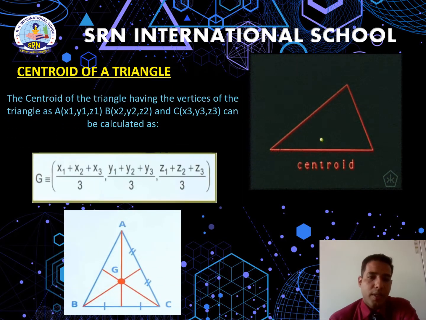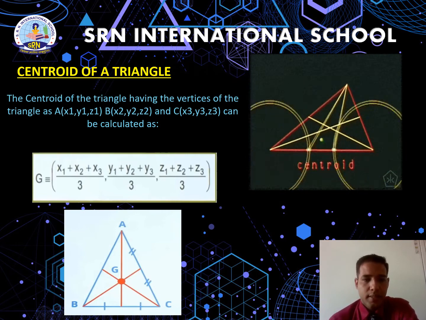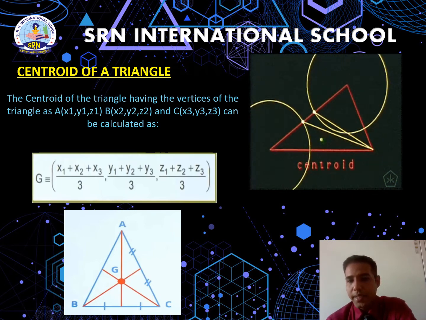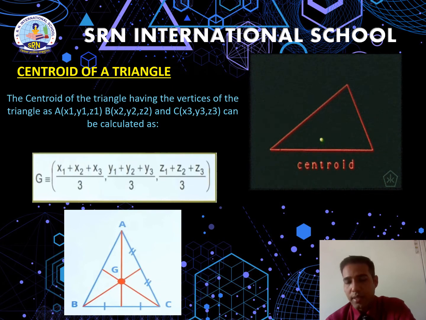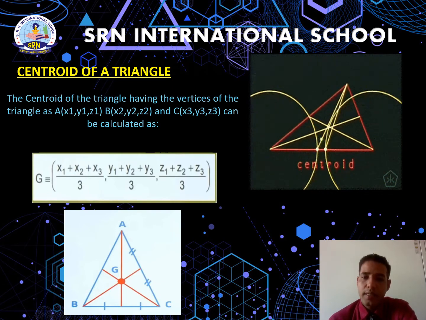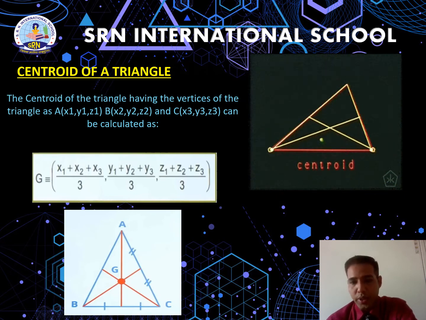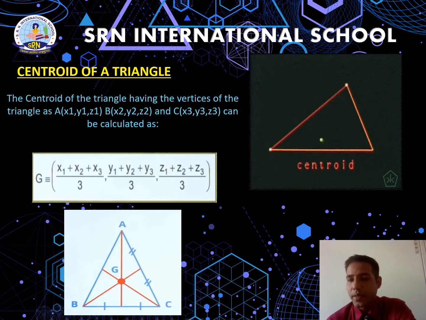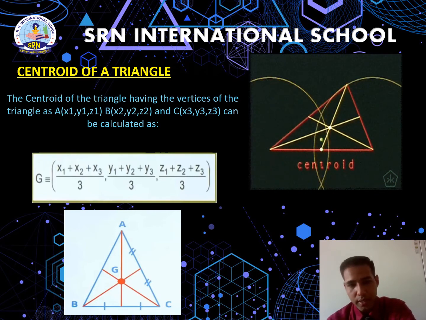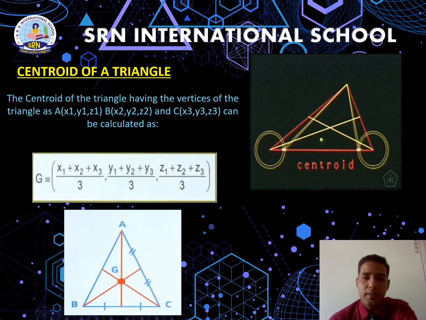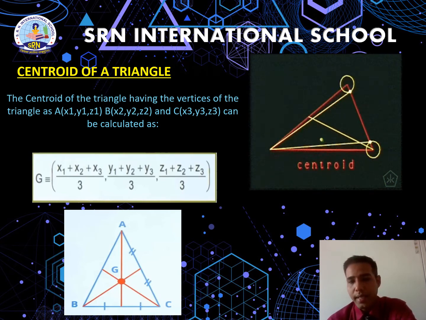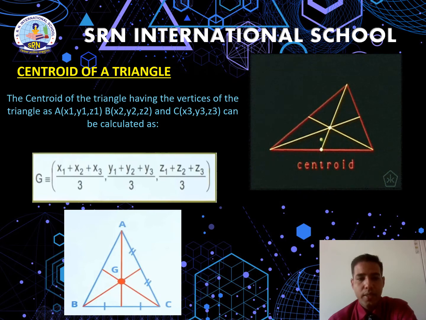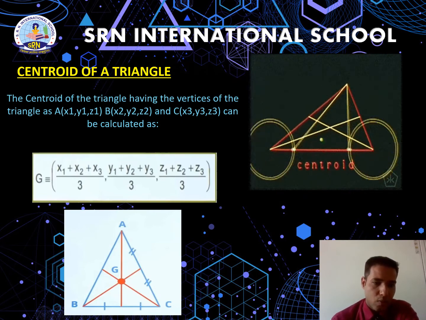Now we have reached to yet another important topic of this chapter, that is the centroid of a triangle. The centroid of the triangle is basically a point which is obtained where the medians of the triangle intersect each other. This point is represented by the capital letter G, and this point divides the median in the ratio of 2:1. We can calculate the centroid of the triangle with the vertices A x1 y1 z1, B x2 y2 z2 and C x3 y3 z3 as G is equals to.